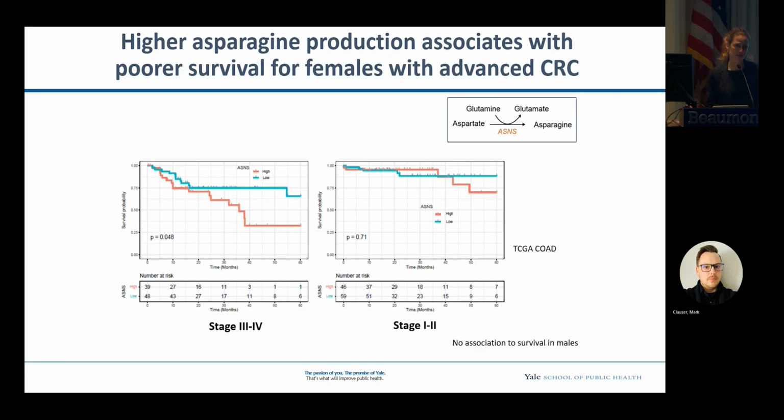We first looked at all stages together, stages 1 to 4, for the association between high ASNS levels compared to low levels and outcomes. And we saw for females, that a high level of ASNS was associated with poor outcome. And then we just looked by stage, and we saw that this was really only for the later stage patients, so the advanced tumors. So a stage 3 and 4 tumor from a female will have poorer survival for the patient if they have high ASNS expression. And notably, again, there was no association in males. So it seems that both the metabolite and the gene that makes this metabolite were both associated with poor outcome.